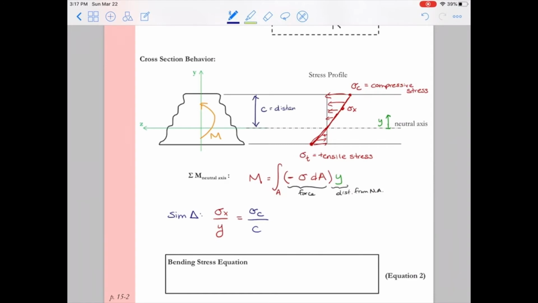Remember when we did torsion, we said c was the distance to the extreme fiber. When we do bending stresses, we use the same c to describe the distance to the extreme fiber. If I do that, I can rewrite sigma x as being sigma c times y over c.